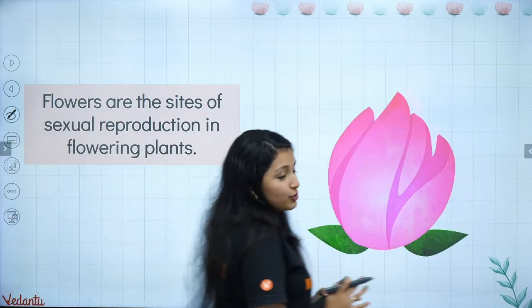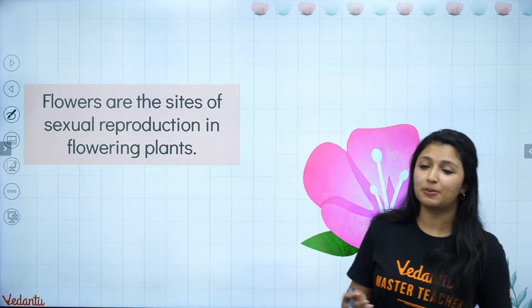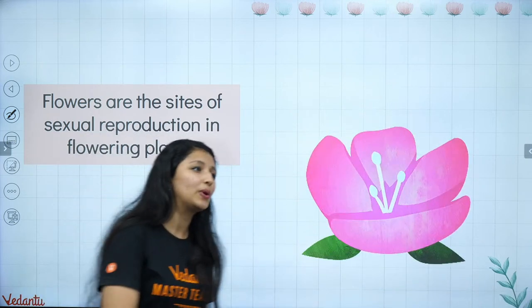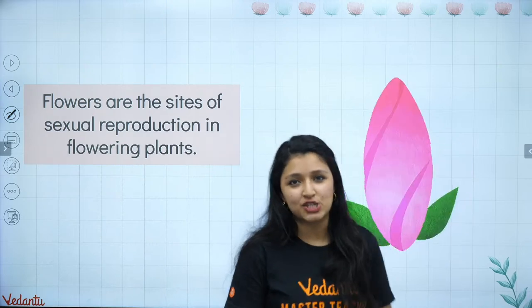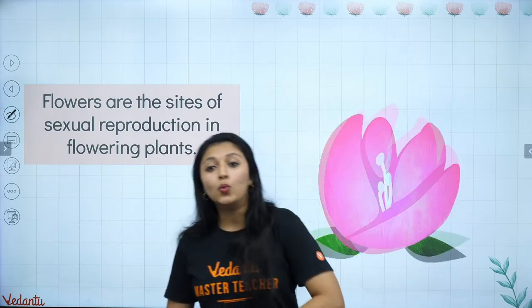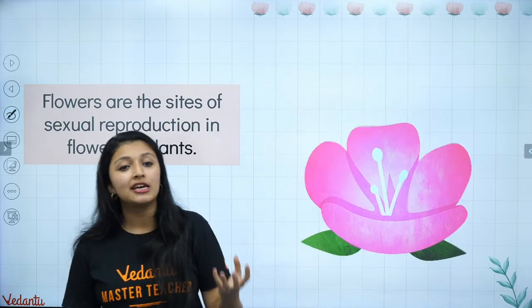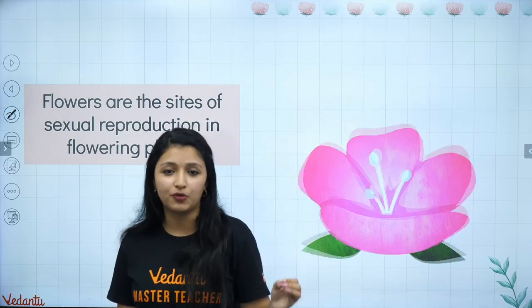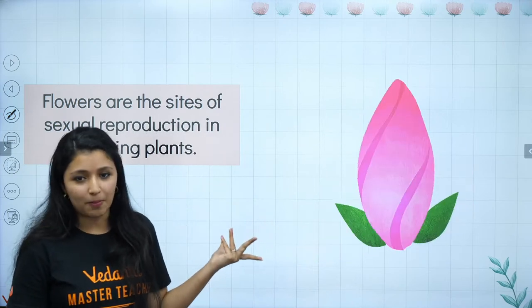So, flowers are the sites of sexual reproduction in flowering plants. That is how we start with the session. That is how we introduce the chapter of sexual reproduction in flowering plants, because we do have flowers just for the sake of reproduction. And they're very, very beautiful organs of the plant.